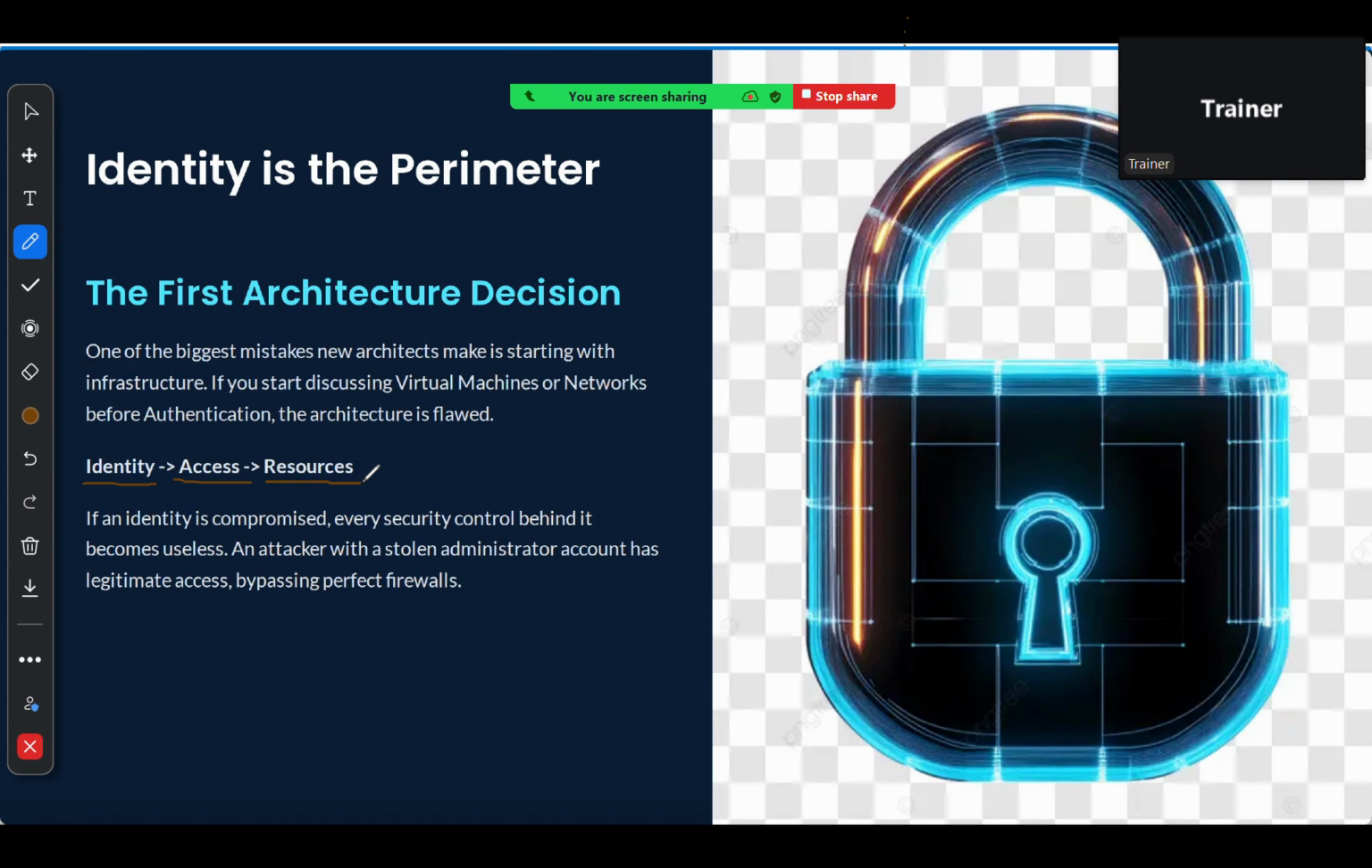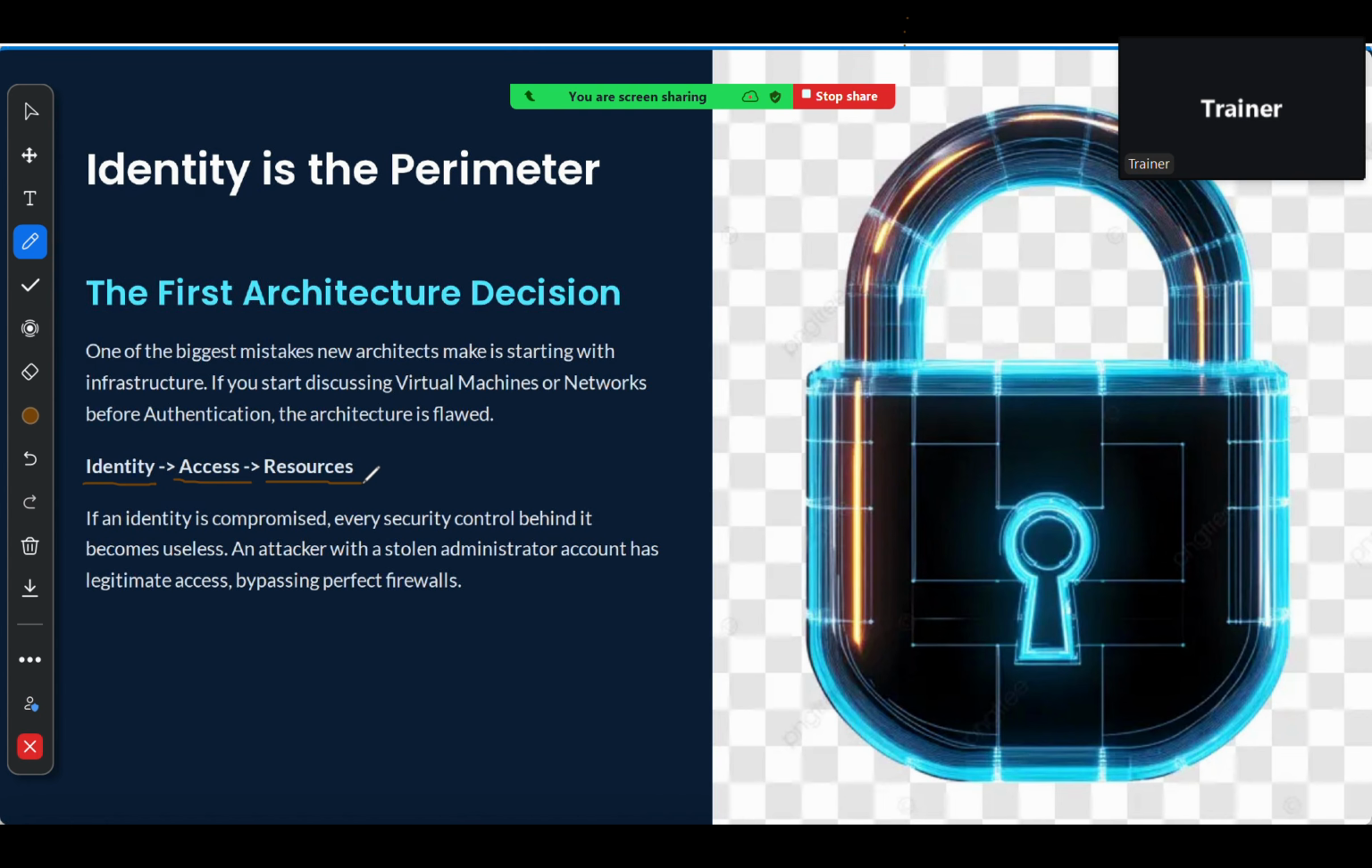So if identity is compromised, every security control behind it becomes useless. Suppose an attacker with a stolen administrator account has legitimate access, he or she can bypass perfect firewalls and reach your system. So identity is the new security perimeter.